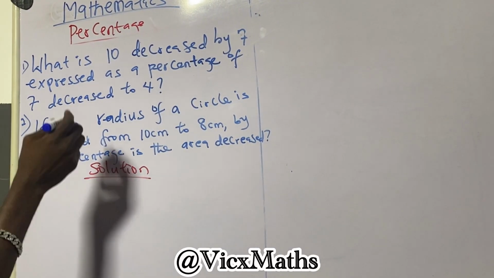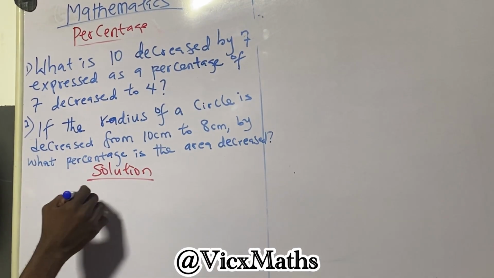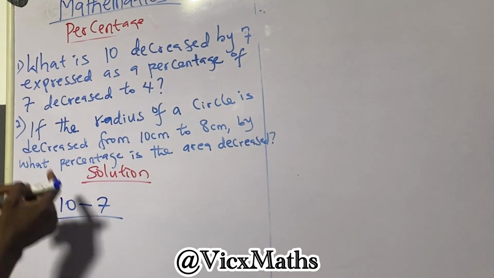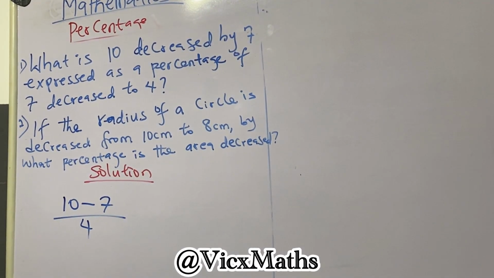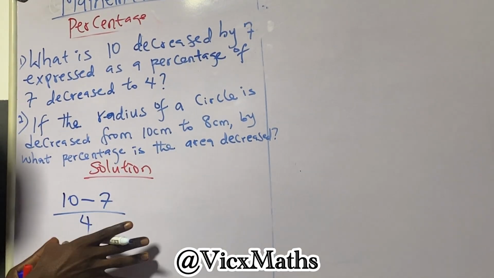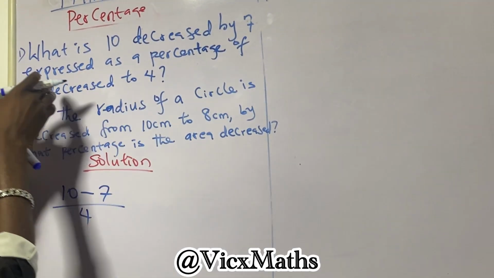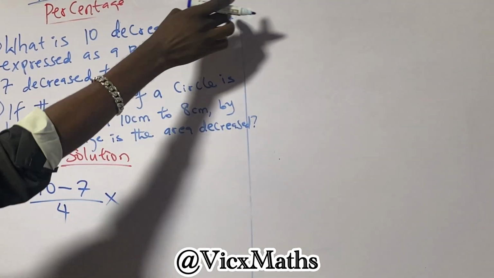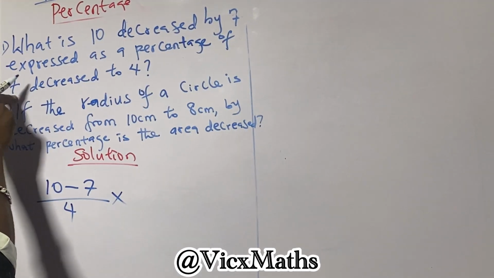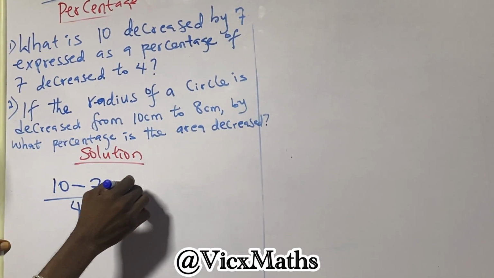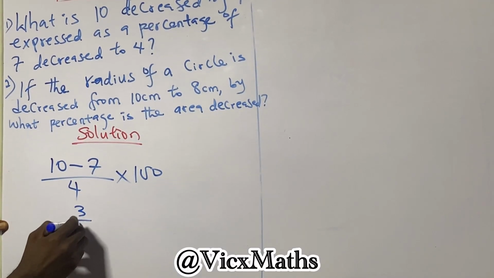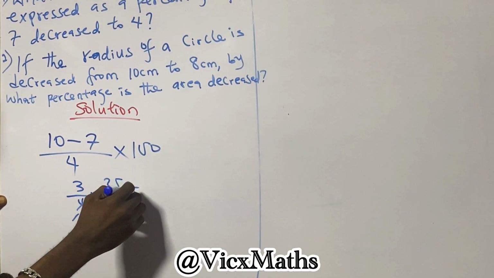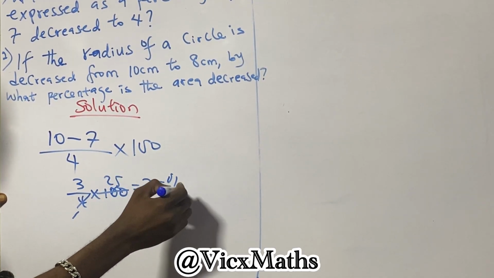The thing is, 10 decreased by 7 means 10 minus 7. Then 7 decreased to 4 means 7 changes to 4. You understand? So this 7 is not playing any role here. It is decreased to 4, that means it's changed from 7 to 4, and we are expressing it as a percentage. So now this is what we have over 100. This will give us 3 over 4 times 100. 4 here gives 1, 100 gives 25. 3 times 25 is 75%. So this is the answer.